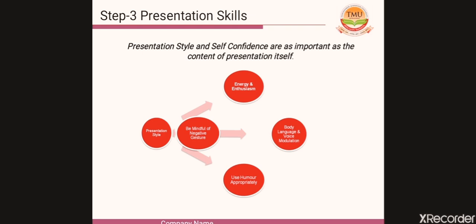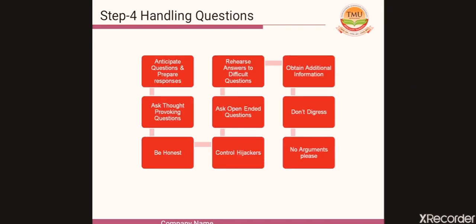So how you will handle those negative gestures, you need to have mastery on that as well. Handling question, that is step number 4, and that is very important. In this you can anticipate certain questions and prepare their answers. You can ask thought-provoking questions as well, and you need to be very honest. If you do not know the answer to the question, be honest. Instead of giving a wrong answer and instead of beating about the bush, it is better to be honest.